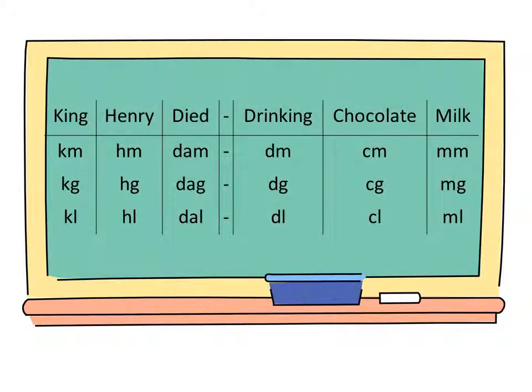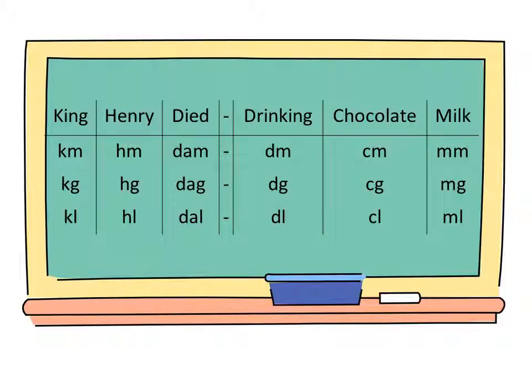An easy way to remember the metric prefixes is by using the acronym King Henry died drinking chocolate milk. The K in King represents kilo, kilometers, kilograms, and kiloliters. The H in Henry represents hecto, hectometers, hectograms, and hectoliters.